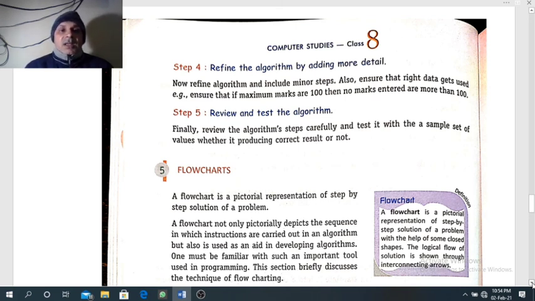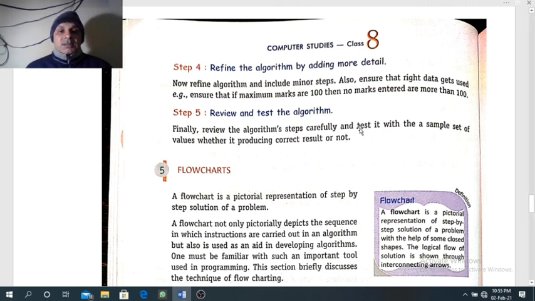For example, if we are taking marks obtained for a particular subject, then we should be careful about the fact that users must not enter a mark more than 100 because it will become invalid. So we should avoid the users to enter invalid data.